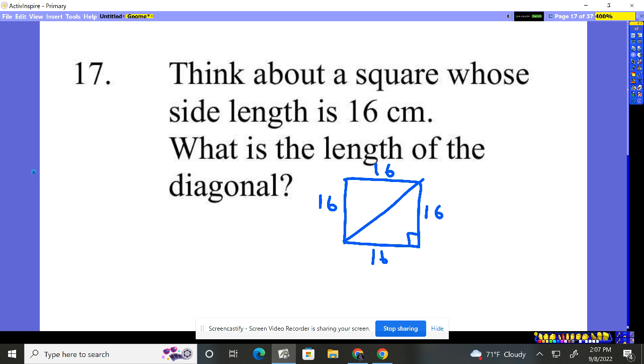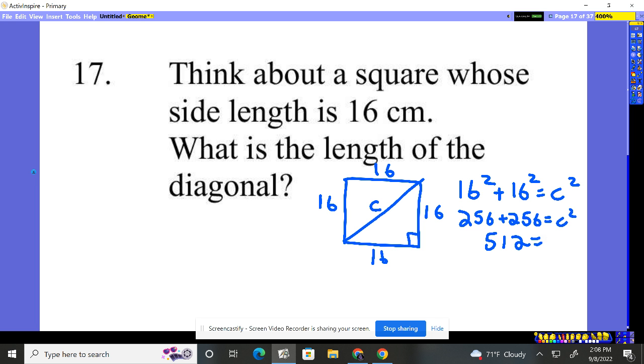Well, that's a right triangle. So this is just a Pythagorean theorem where we're trying to find the hypotenuse. So the one leg squared plus the other leg squared equals the hypotenuse squared. 16 squared is 256 plus 256 is c squared. That's 512. Now, how do you get c by itself?